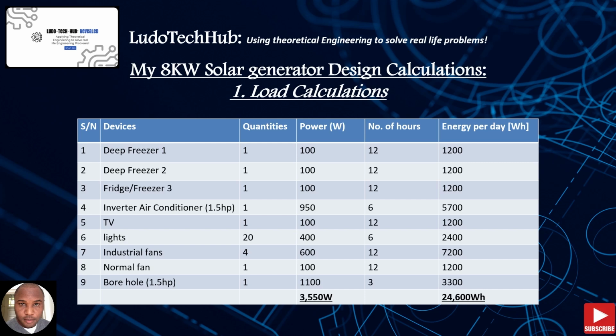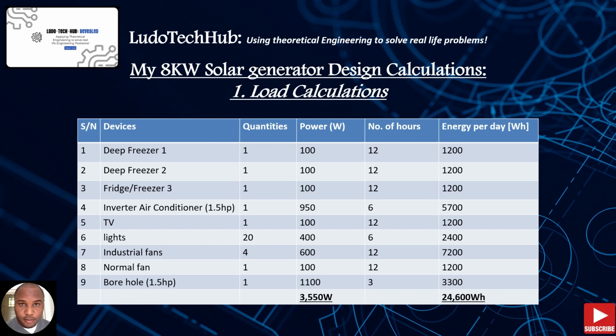Right now our running power is 3,550 watts. So by the time we get to the point where we're selecting our solar panels, it's going to be almost 6,000, 6,500, or even 7,000 watts capacity of solar panels.